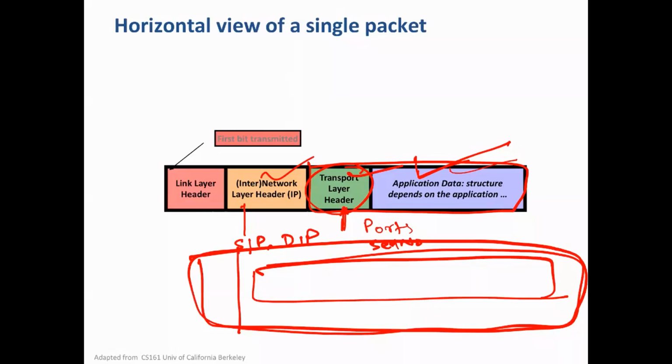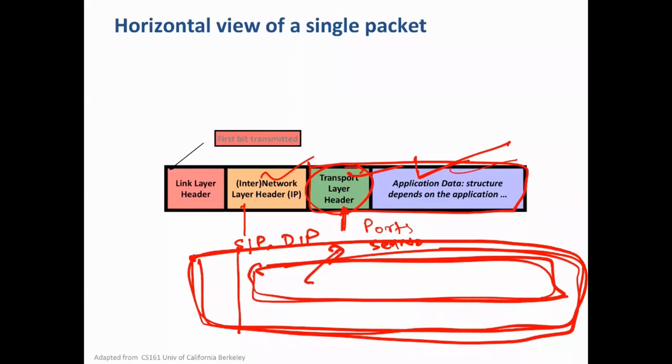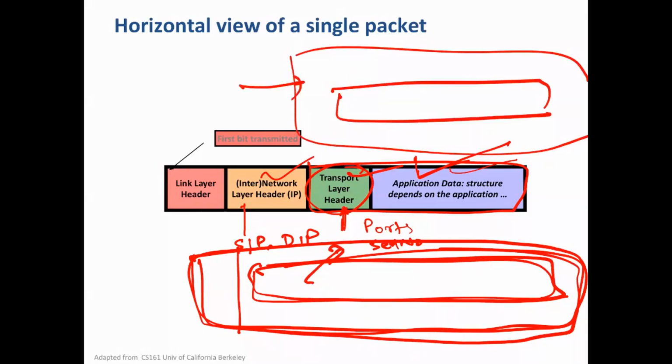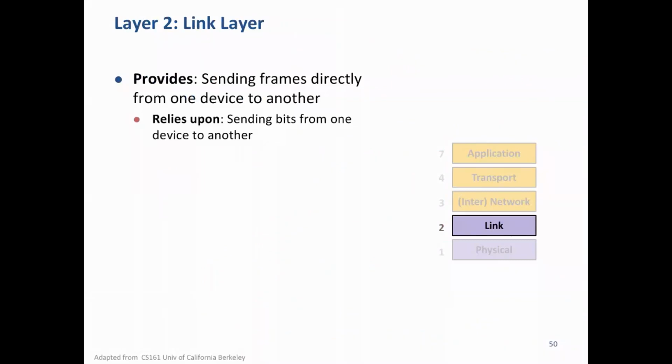Similarly, the link layer packet keeps changing, that outer packet, but the inside one remains intact, right? So this one, when it goes to the next link, will remain as it is, and then depending on the link, you will change the outer packet. Is it clear to you? Okay.